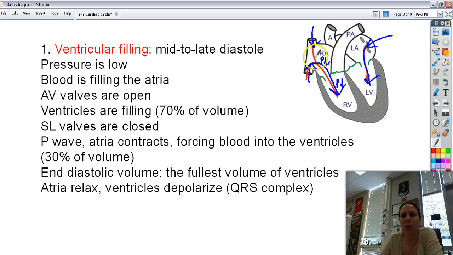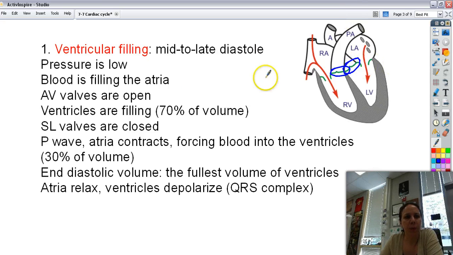So the atria don't really pump blood into the ventricles, they just open up and let the blood flow right in there. The ventricles are slowly filling up due to this decreased pressure, so that there's higher pressure out here, causing it to be pushed inside. And that'll fill up about 70% of the volume inside of the ventricles. At this point, the semilunar valves are still closed. We can see here and here.